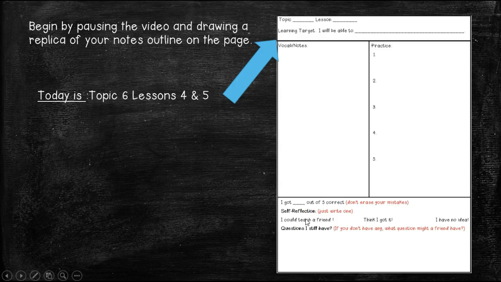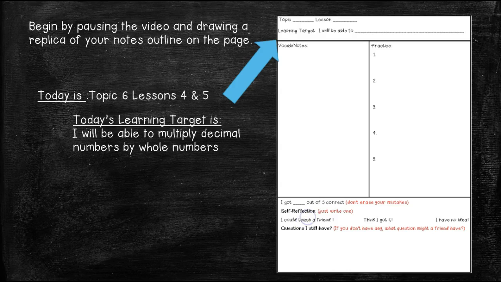Today we're going to be talking about Topic 6, Lessons 4 and 5. And today's learning target is, I will be able to multiply decimal numbers by whole numbers.